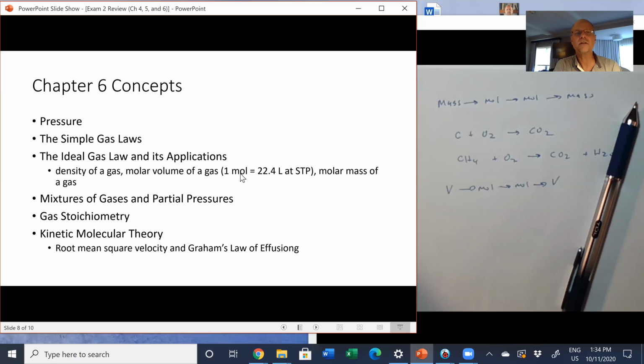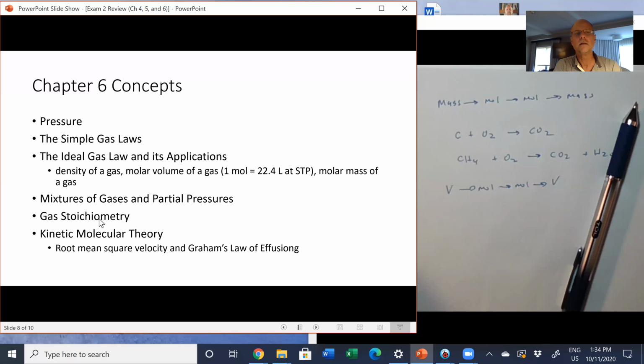Remember too, a handy thing to know is 1 mole is equal to 22.4 liters at STP, all right? That comes from figuring out the molar volume of a gas at standard temperature and pressure, right? Which is 1 atmosphere and 273 Kelvin. And then know how to apply the ideal gas law to find the molar mass of a gas. Mixtures and partial pressure, so know how to deal with mixtures of gases and know what partial pressure is and how to work with that.